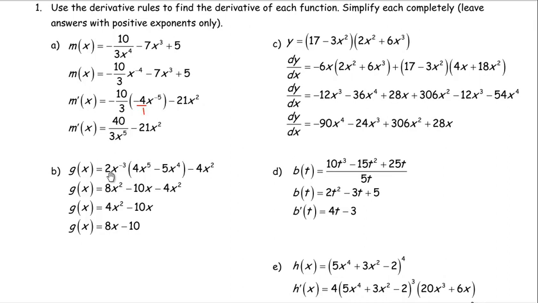For B, g of x is negative 2x cubed times this binomial, 4x squared minus 5x. And you actually could use product rule here, but it would be longer. You could just expand, that's what I'm going to do, with the 2x to the negative 3 into these sets of brackets and then collect like terms. So 2 times 4 would be 8. Remember, we're multiplying powers of the same base, so we add the exponents. So negative 3 plus 5 is 2.